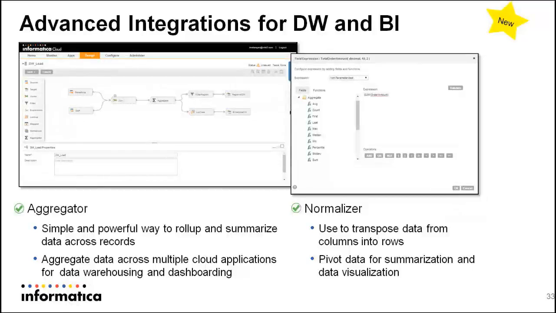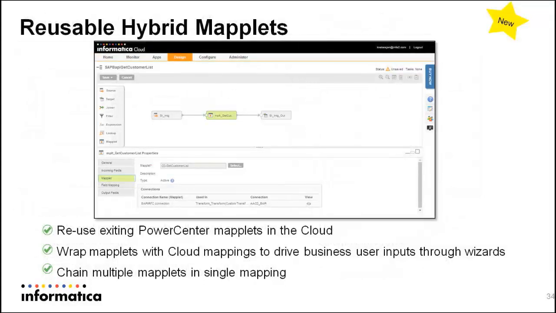Also, what we've introduced is the normalizer, which again is very powerful in data warehousing use cases. It allows you to transpose data from columns into rows, which is highly useful in pivoting scenarios, especially when you're summarizing data. So again, we've extended the capabilities of the cloud-based mapping designer canvas, but also made it extremely simple to even solve your advanced use cases through the new transformations that have been introduced.